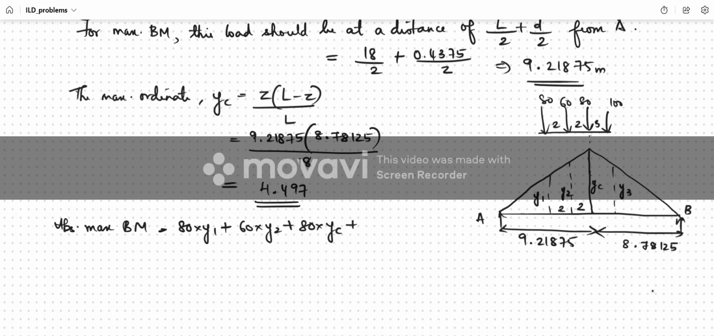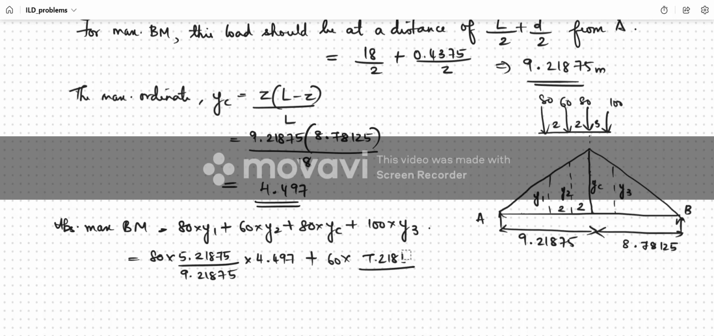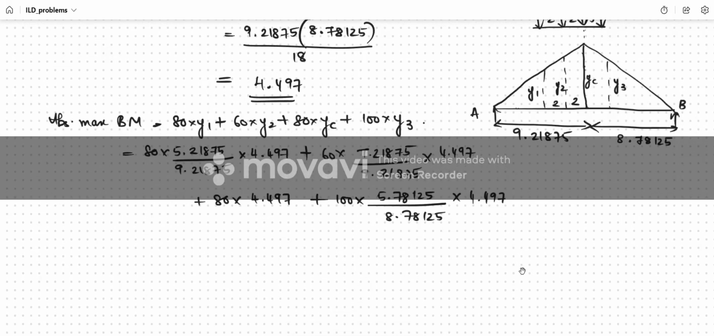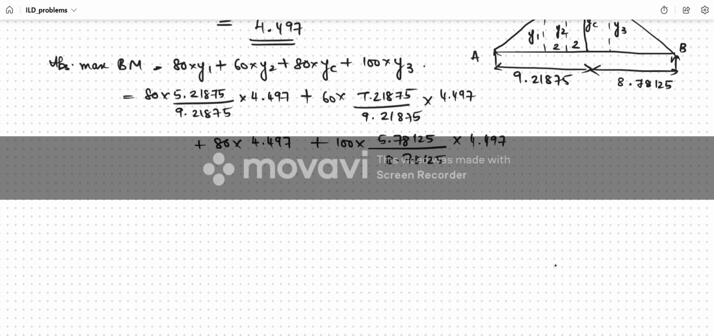Therefore, the absolute maximum bending moment is equal to 80 into y1 plus 60 into y2 plus 80 into yc plus 100 into y3. So this is equal to 80 into 5.21875 divided by 9.21875 into the critical one, 4.497, plus the same thing here, 60 into 7.21875 divided by 9.21875 into 4.497, plus the next 80 into nothing but 4.497, plus 100 into y3, which is 5.78125 divided by 8.78125 into 4.497.